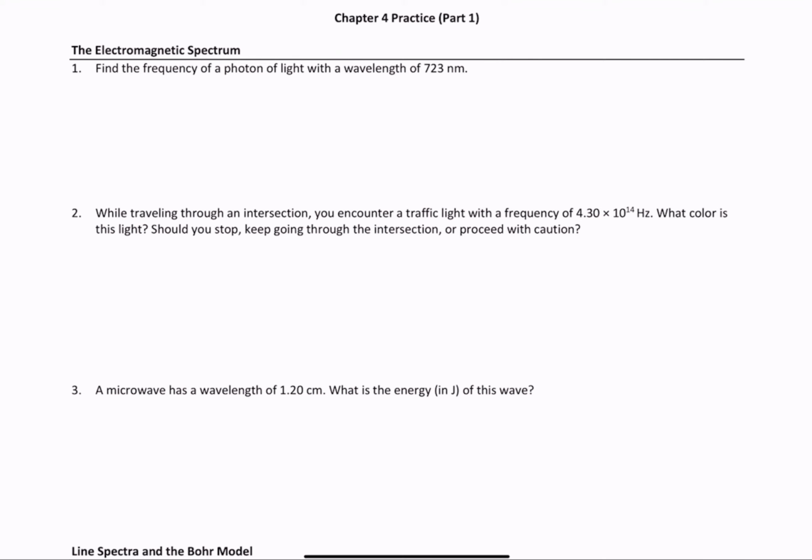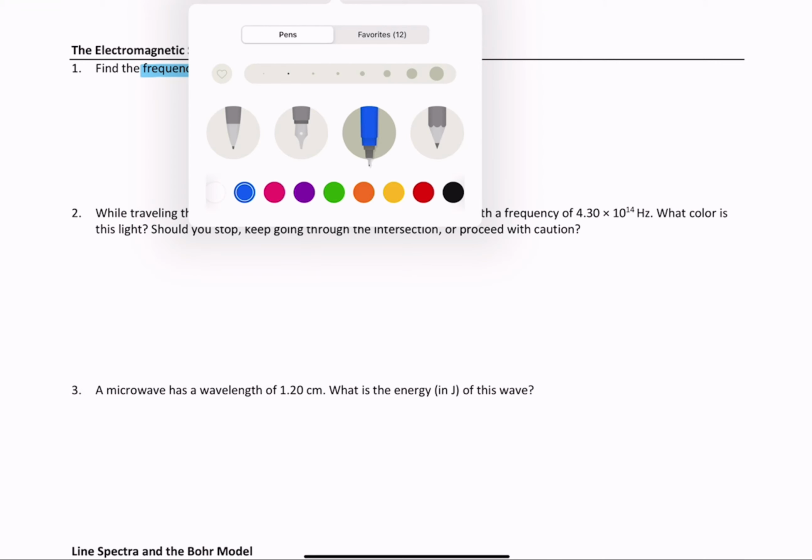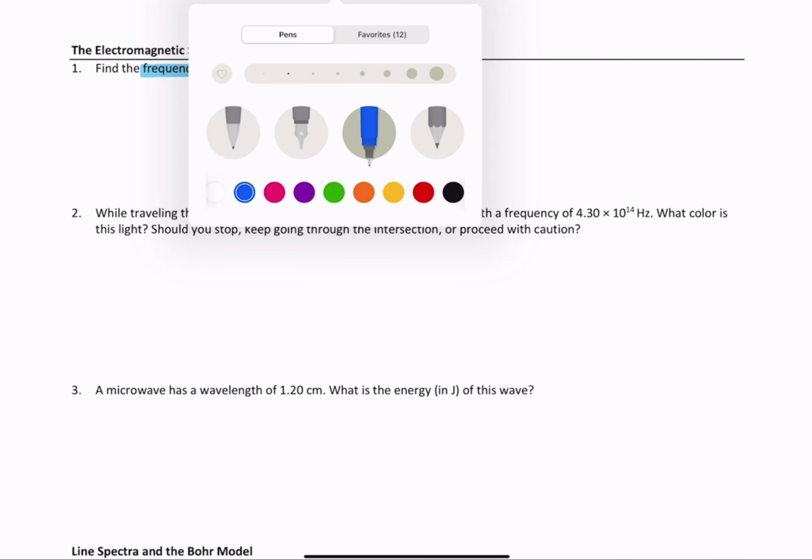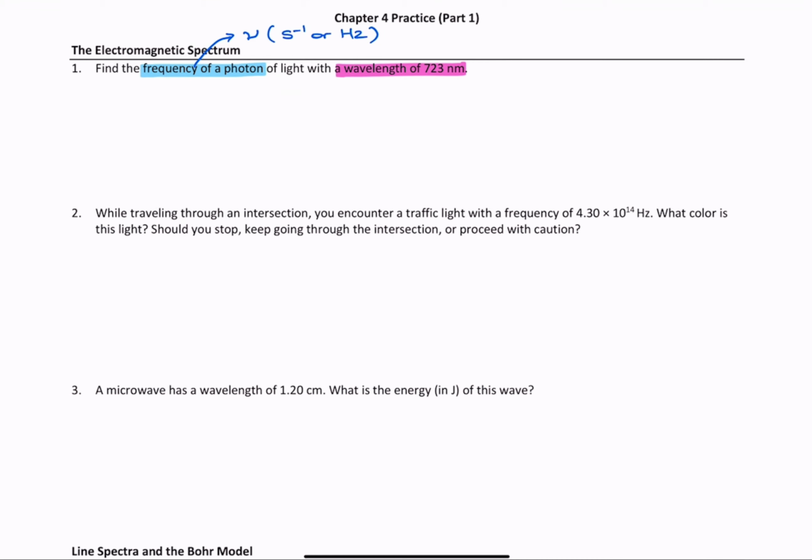So let's take and analyze the problem. We're looking for the frequency of a photon. Frequency is symbolized by nu. The unit of frequency are per second or hertz. And then we're given a wavelength of 723 nanometer, and the symbol for a wavelength is lambda. Here we have 723 nanometer.